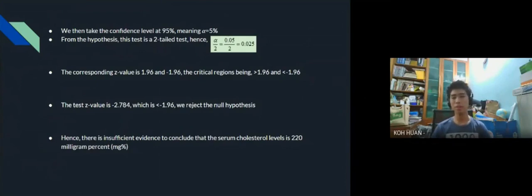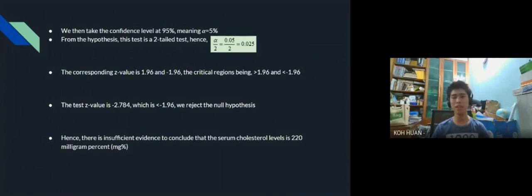From the hypothesis, this is a two-tailed test. Hence, alpha divided by 2, or 0.05 divided by 2, is 0.025. The corresponding z-values are 1.96 and negative 1.96. The critical regions are more than 1.96 and less than negative 1.96.